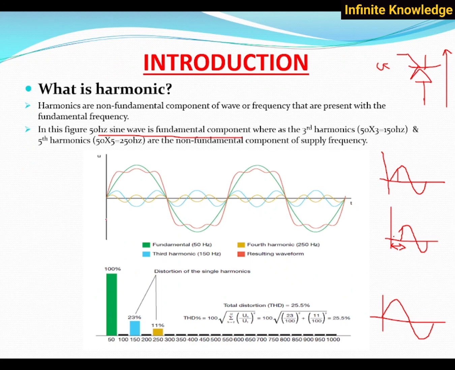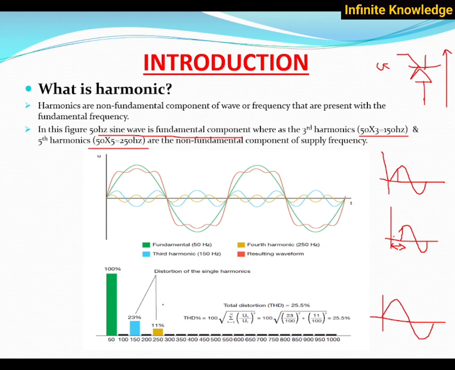Just understand this figure again. This is our third harmonic, and this is our fifth harmonic. 3 means 150 hertz, 5th means 250 hertz. These two superimpose on the fundamental frequency, the green line, and create the final red line, the resulting waveform. You can see here it is not sinusoidal, it is spoiled. So this is our time domain graph, with respect to time.